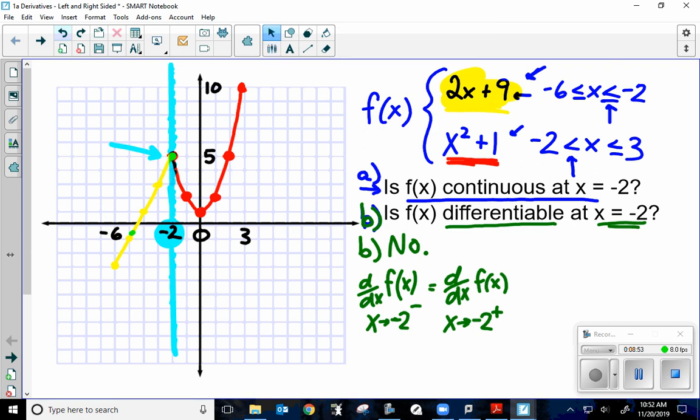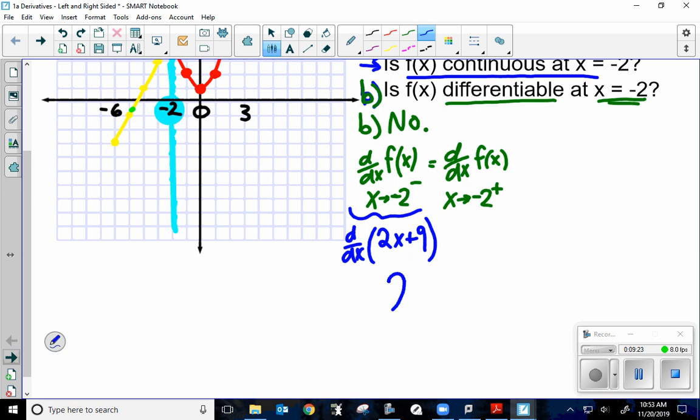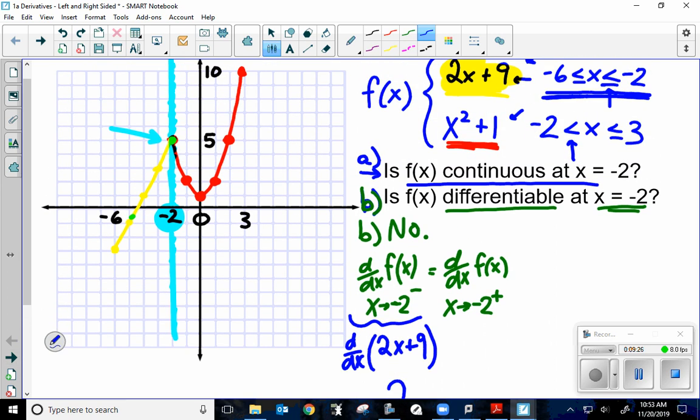If I did not have a picture of this graph, how would I know which equation is coming from the left side and the right side? The x values are smaller than -2 here, aren't they? If they're smaller, aren't they on the left side of -2? They are, okay? So the derivative from the left side means I need to take the derivative of 2x plus 9, and that ends up being 2. The derivative is 2. That means this line just has a slope of 2. That makes sense. It's a straight line. The slope never changes.